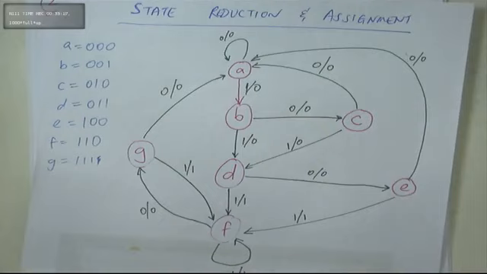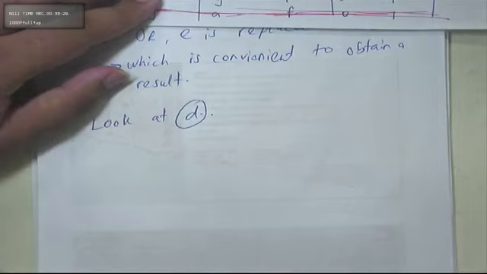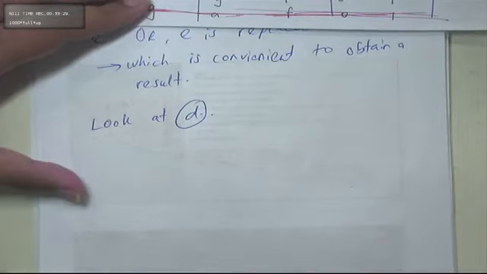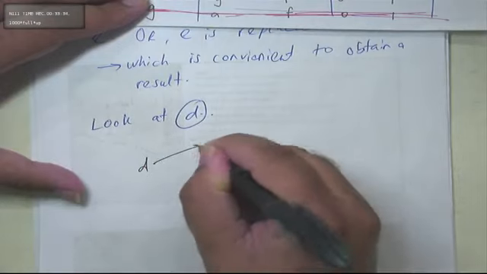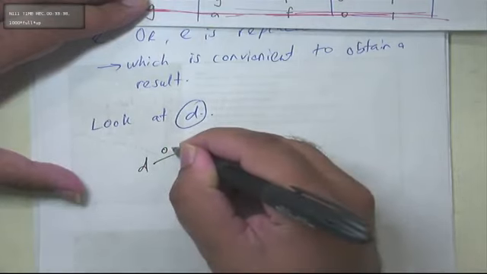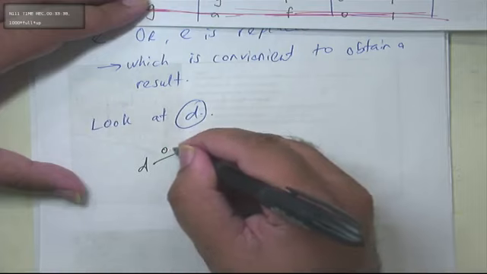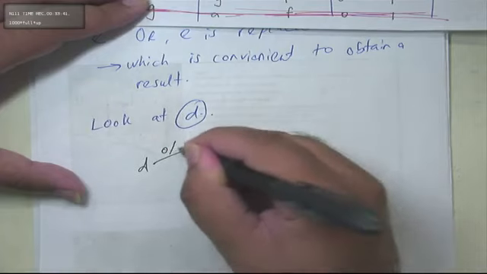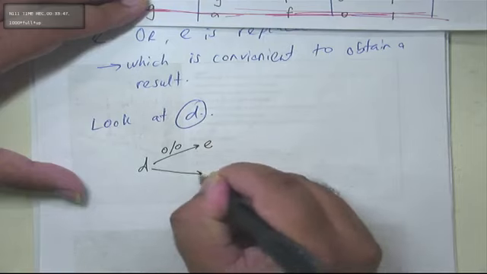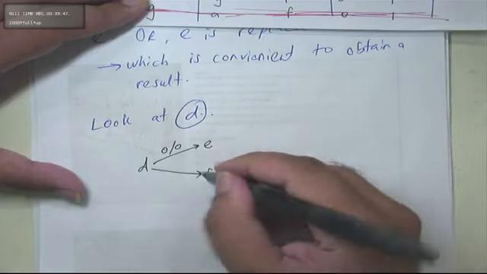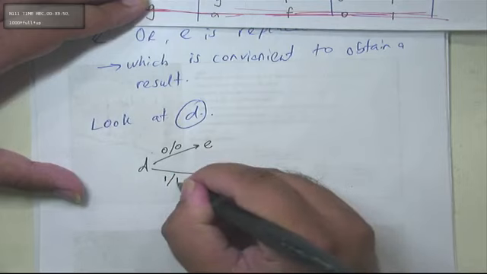D goes to F, and E is also going to F. Okay, so let's write it down. With D, if the input is 0, I'm looking at my state diagram. If the input is 0, it goes to E, and the output is 0. For D, if the input is 1, it goes to F, and the output is 1.